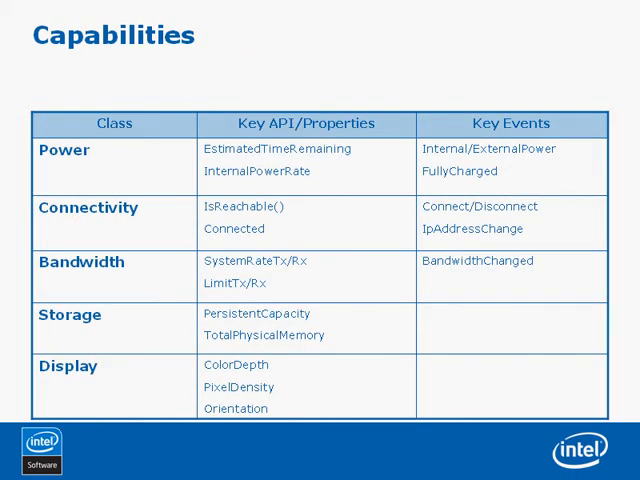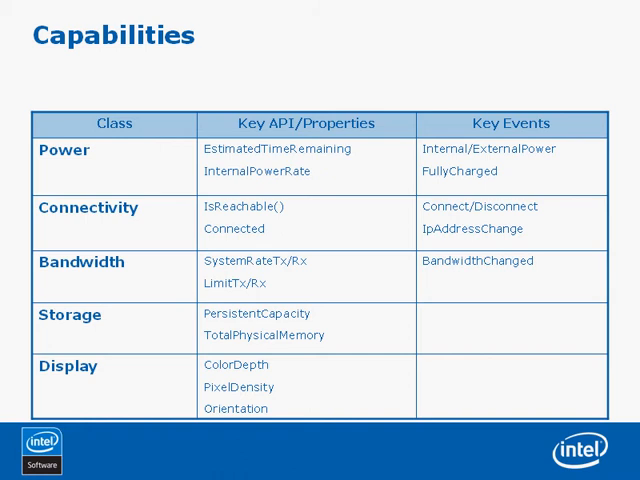The power capability represents a system-wide view of all power sources. Properties include time remaining, which takes into account historic and statistical information, and actual current rate of power draw in milliwatts for the internal power source. Events can fire when the system switches between power sources or when the batteries are fully charged.